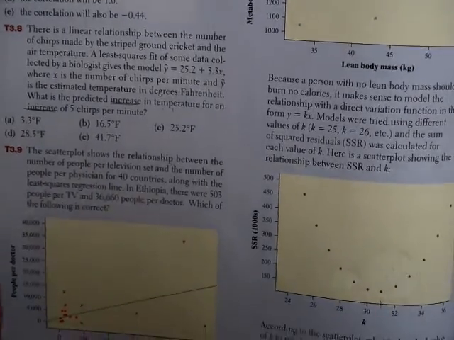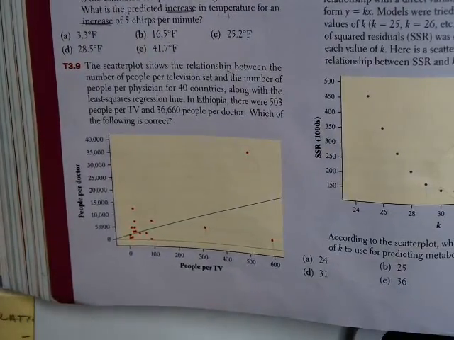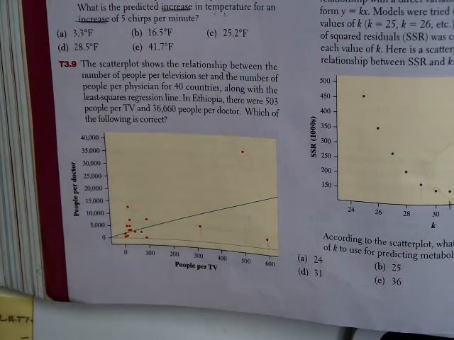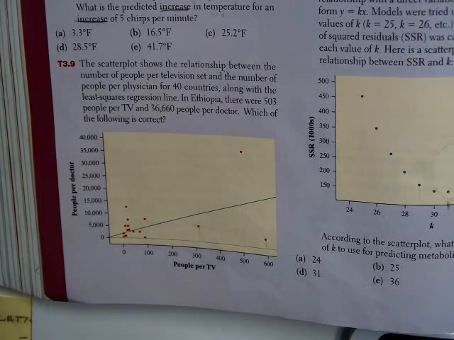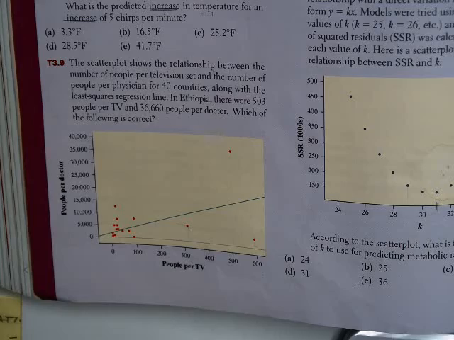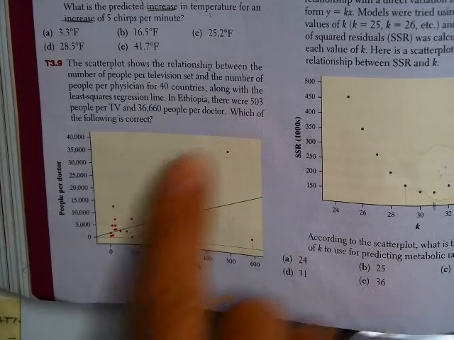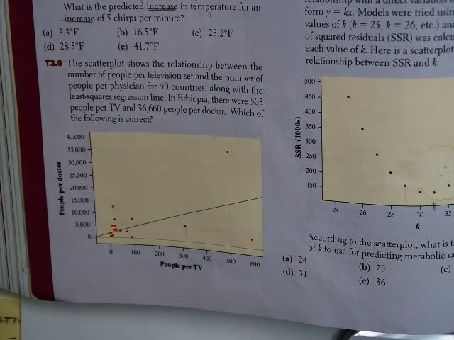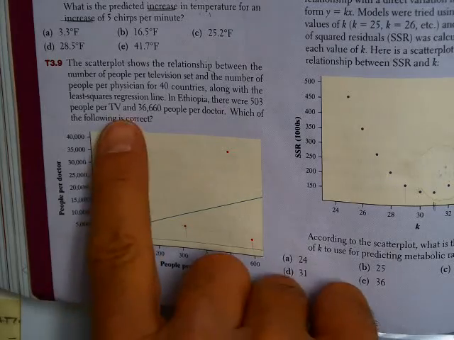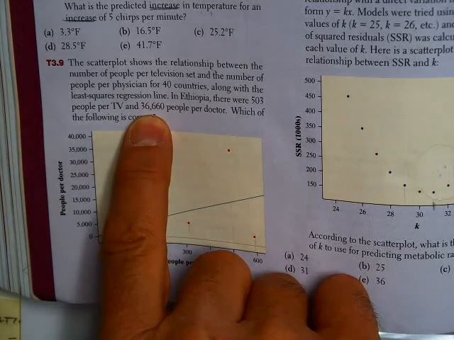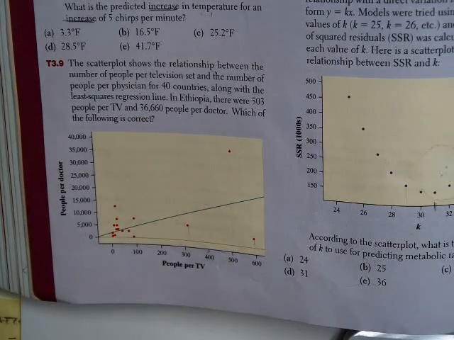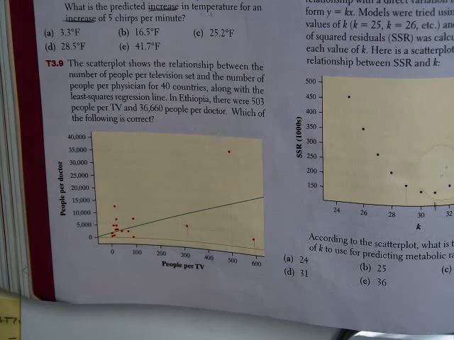All right, number 9. The scatter plot shows the relationship between the number of people per television set and the number of people per physician for 40 countries, along with the least squares regression line. In Ethiopia, there were 503 people per TV set and 36,660 people per doctor. Which of the following is correct?